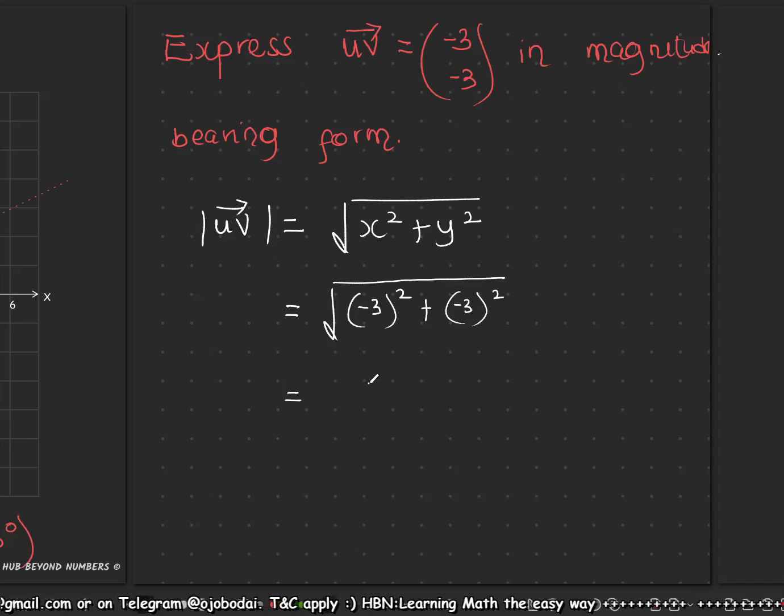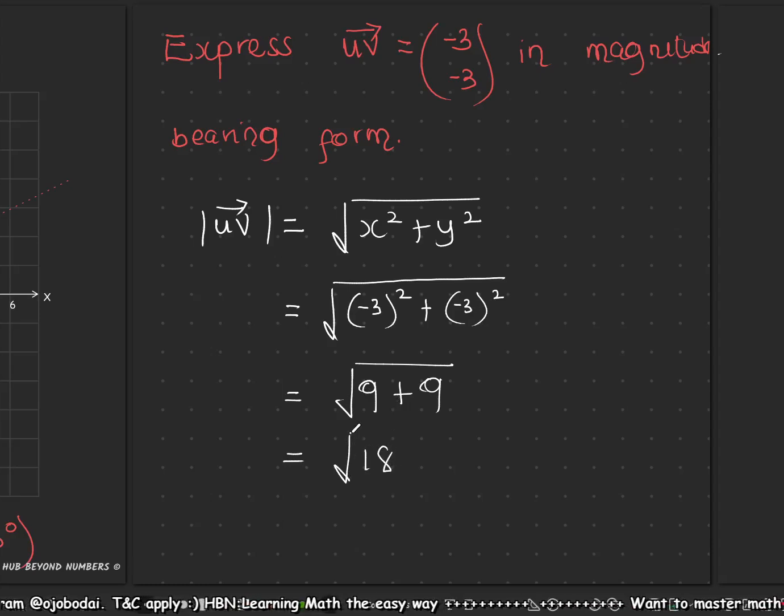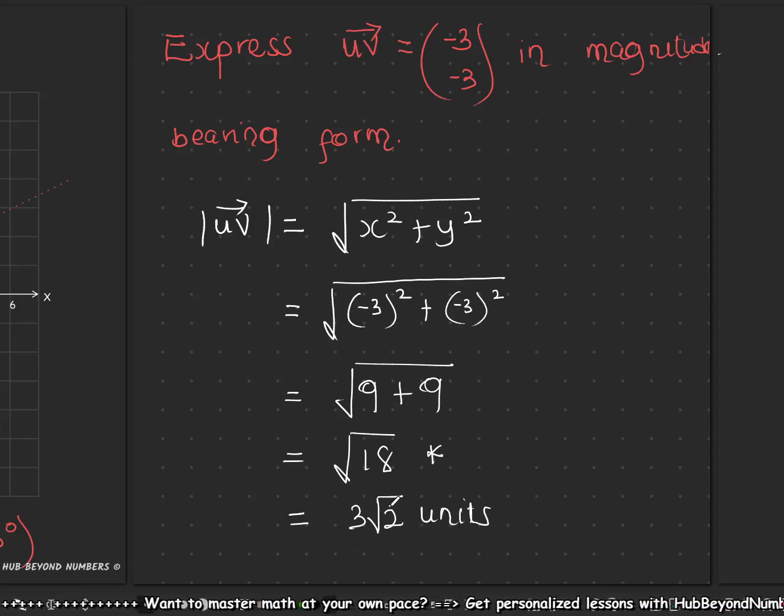-3 squared gives us a 9. Then plus -3 squared also gives us a 9. So that gives us the square root of 9 plus 9, which is 18. You see? So the square root of 18, you can leave it this way. But in form 3, if you understand surds, you realize that this here is going to give you 3 root 2, right? So units. So you can either leave it this way or you leave it this way.